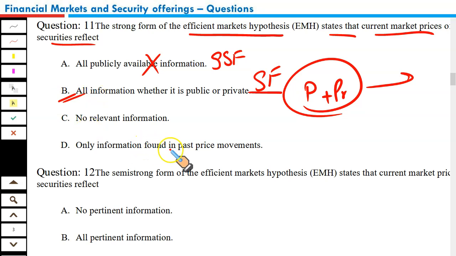And only the price information in the past price movement, this is called the weak form. Gentlemen, it's a good question that covers all the aspects of your efficient market hypothesis. If only the information found in the past price movement, this is the weak form of efficient market hypothesis. If all the publicly available information is reflected in the stock price, this is called the semi-strong form. And if all information, whether it's public or private, it is called the strong form. So you will have multiple questions of this type and you will get a fuller understanding. So don't worry.